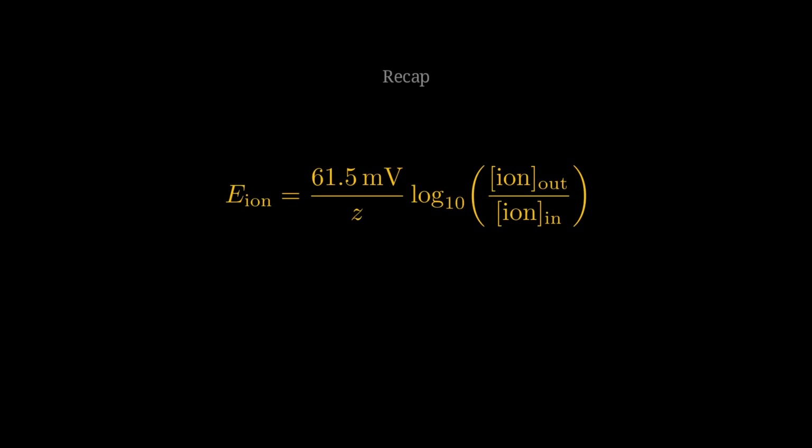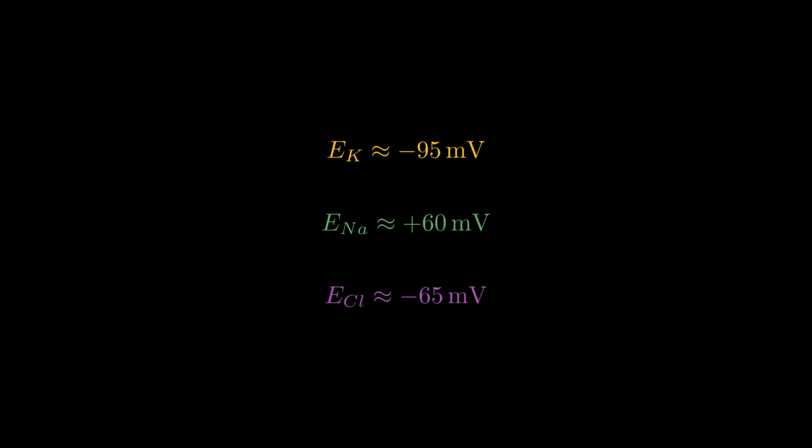Hi, in the last video, we found out that the Nernst equation gives us the equilibrium potential for a single ion, that is the membrane voltage at which that ion has no net tendencies to move. For potassium, that is around minus 95 millivolts. For sodium, it is plus 60 millivolts, and for chloride, it is around minus 65 millivolts.